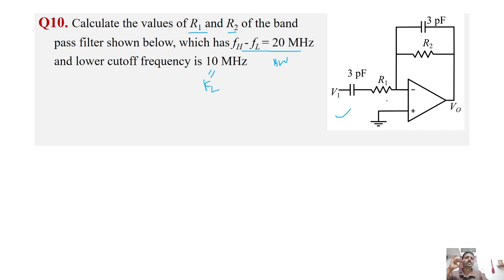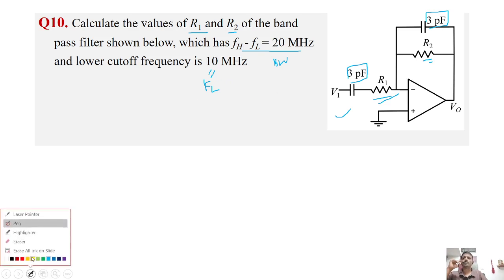So this is the circuit. In the circuit, the capacitance value is given as 3 picofarad. Resistances R1 and R2 are not given, so we need to calculate R1 and R2, and given that its bandwidth is 20 megahertz and its lower cutoff frequency is 10 megahertz. So we can find that.